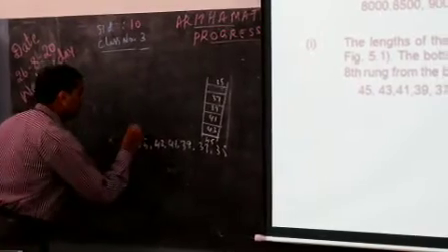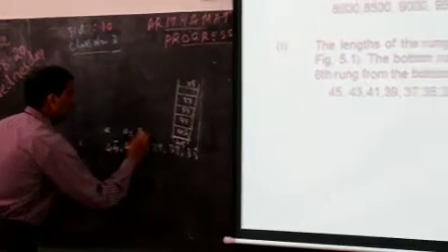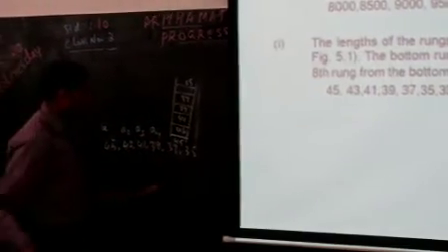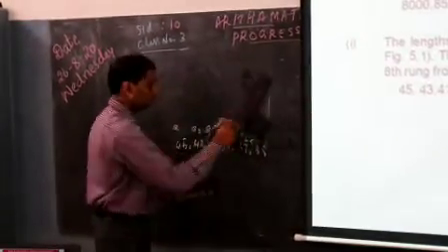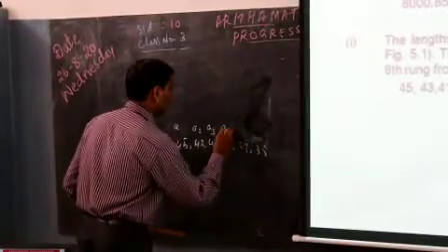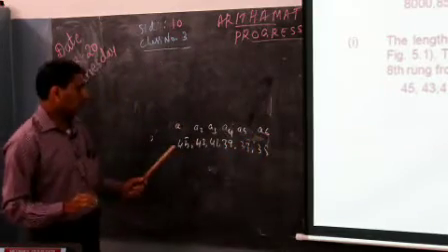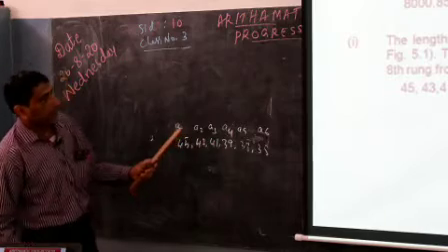See, what is the first term here? A1 is the first term, A2 is the second term, A3 is the third term, A4 is the fourth term, and so on up to the sixth term. How many rungs are there in the ladder? There are 6 rungs from top to bottom.